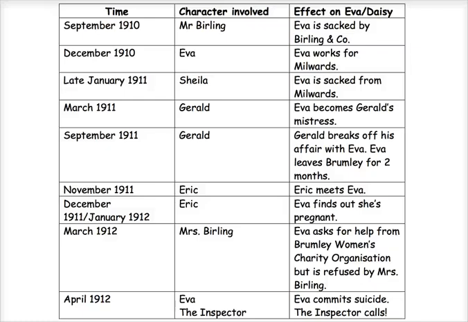Hello, everybody. Let's have a look at the timeline of the play. There's a lot of looking back at things that happened in the past, and the fact that it's set in 1912, written in 1945, which we've already covered, adds more layers of confusion. So let me just lay out the timeline for you.